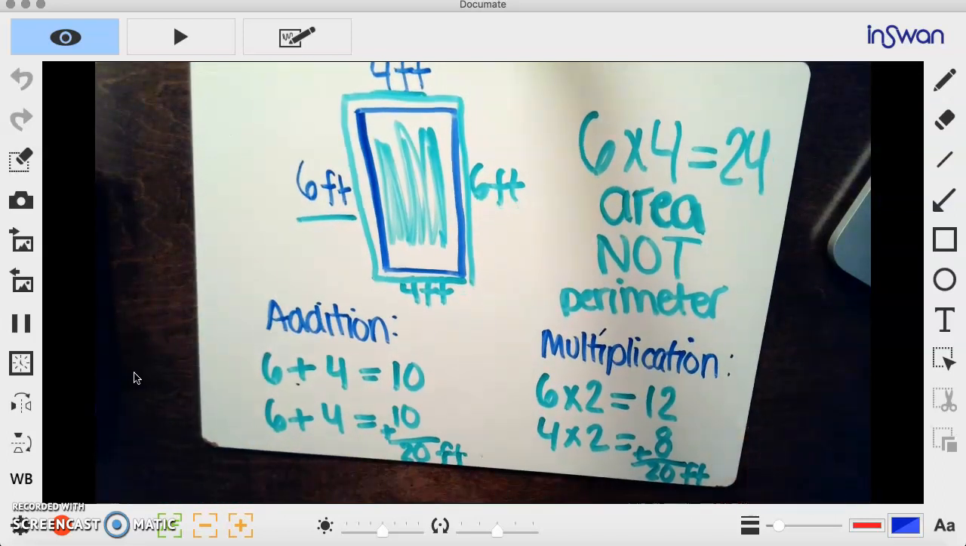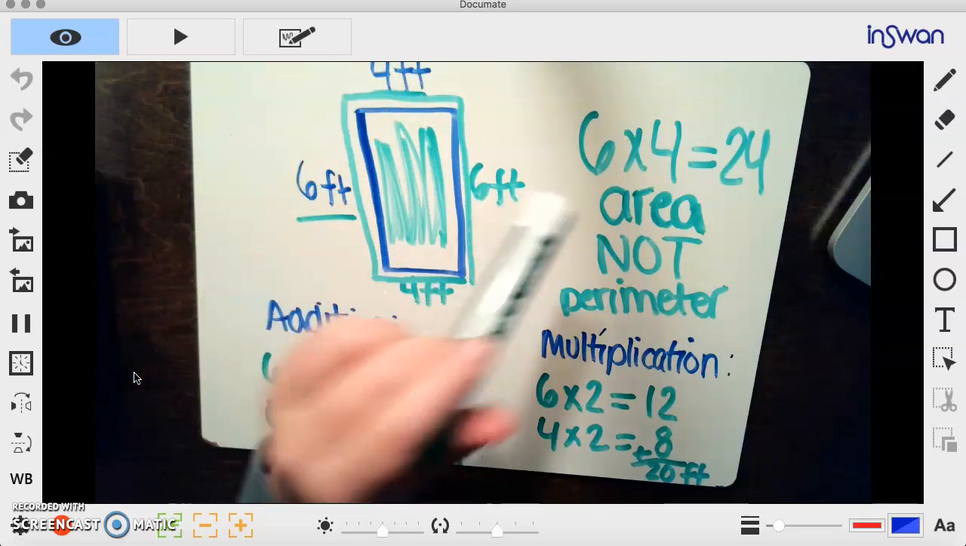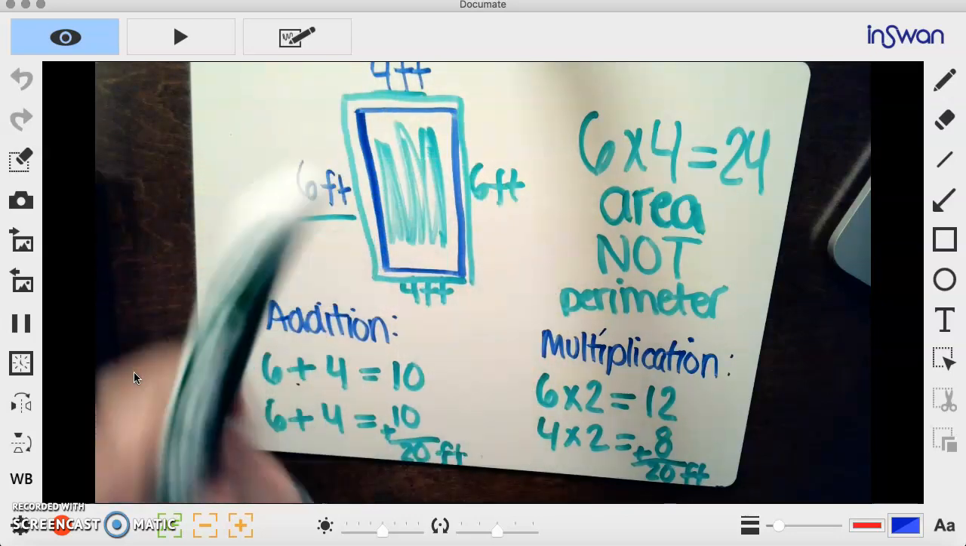Okay, so that's super important to note that you can use multiplication, but you need to be using multiplication correctly so you understand what it is asking you. Perimeter is the distance around the outside, not the area of what is inside.